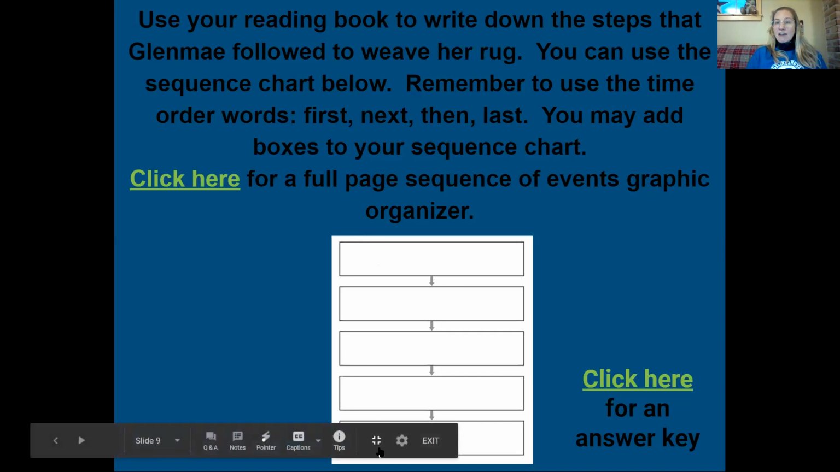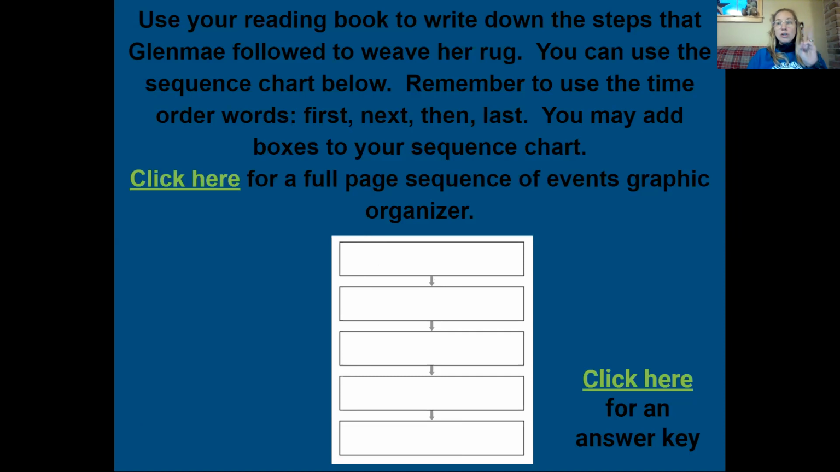There are 5 boxes down there. If you can come up with 5 steps, that would be great. If that's a little too hard for you, you can give me 3 steps, and that will be acceptable as well. We're really looking for you to use those sequence words and to use your text evidence to do this. So once again, you're using the story, The Goat in the Rug.